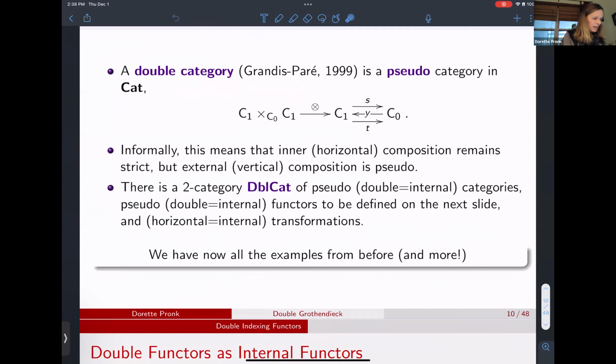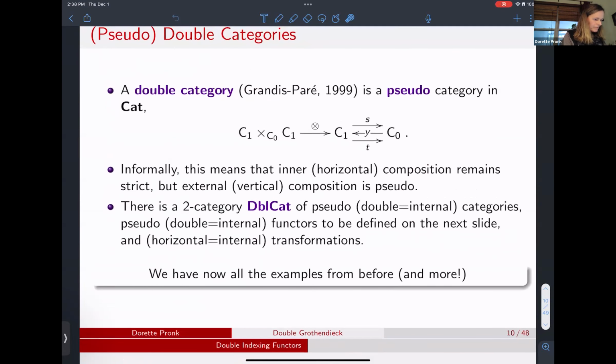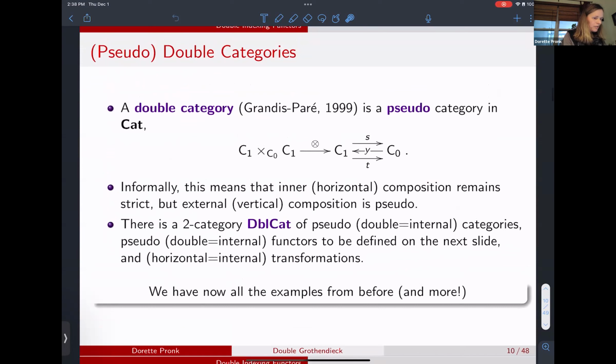And so now we have, of course, more examples still. Just be aware that when it comes to composition, our horizontal composition is strict, vertical composition will be pseudo.